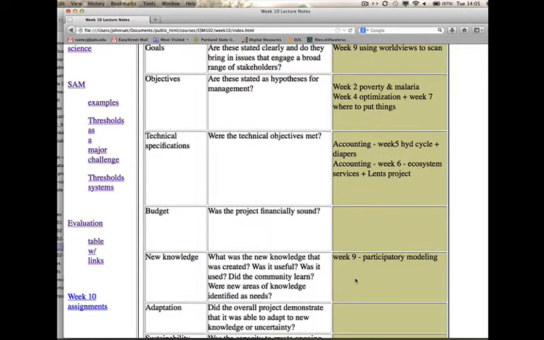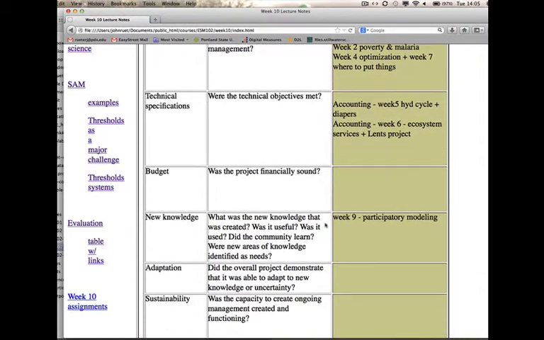And then things like budget, we didn't really address that at all in the class. We didn't really talk about anything where we analyzed the budget.